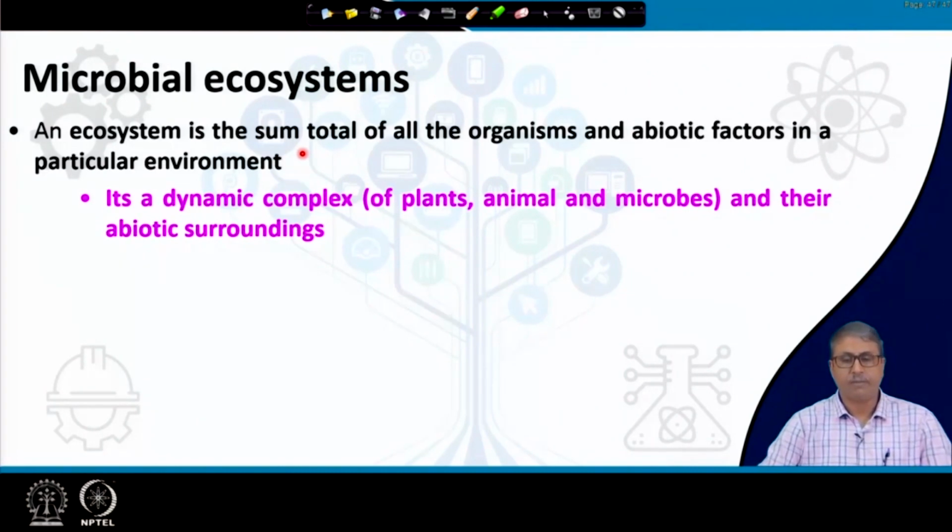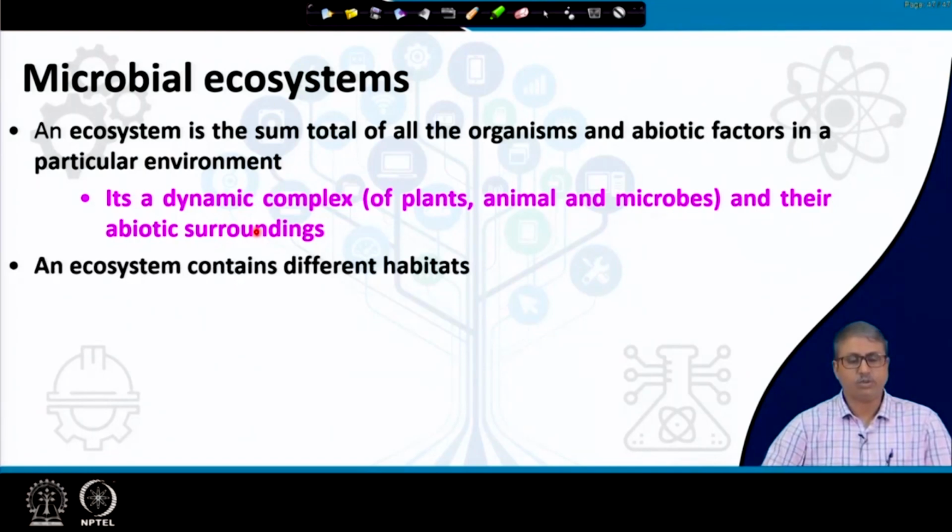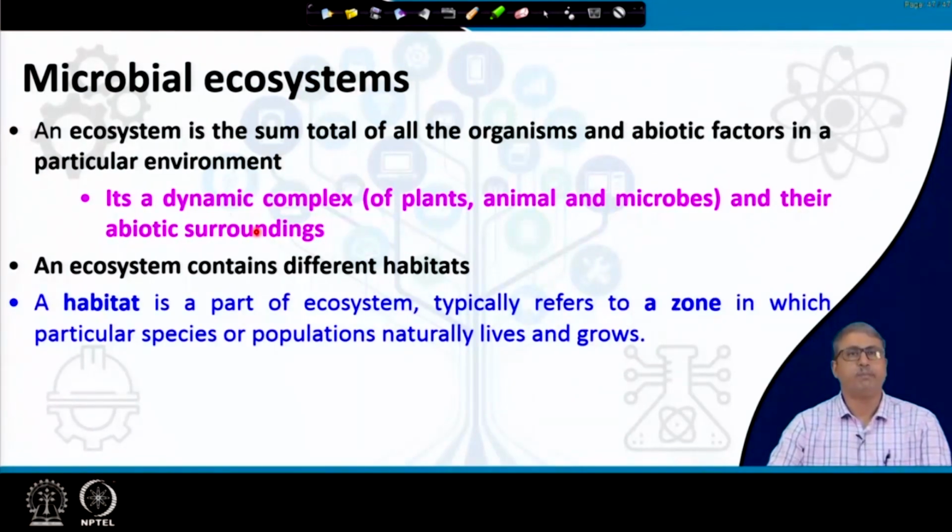Microbial ecosystems are a sum total of all the organisms and different types of physical and chemical factors present in a particular environment. So, it is basically a dynamic complex of not only microorganisms but also the plants, animals, their products and the abiotic surroundings. An ecosystem therefore contains different habitats. A particular habitat is a part of the ecosystem, typically referring to a zone in which a particular species or population naturally lives and grows.